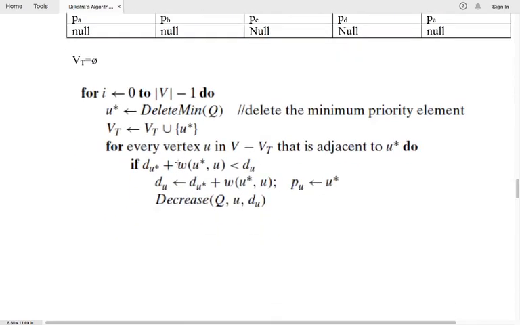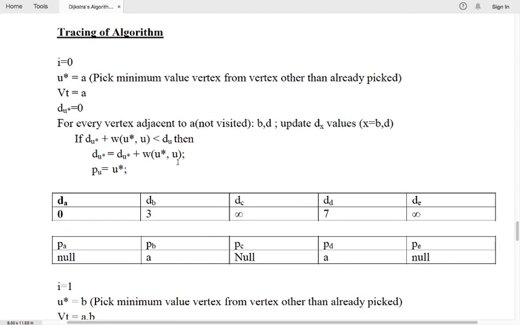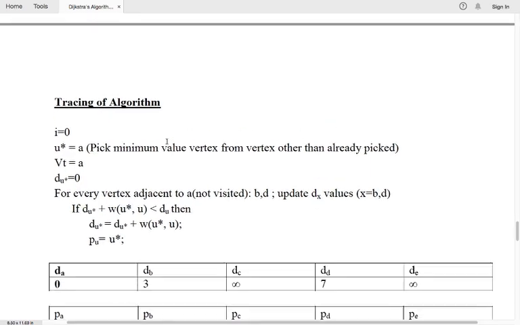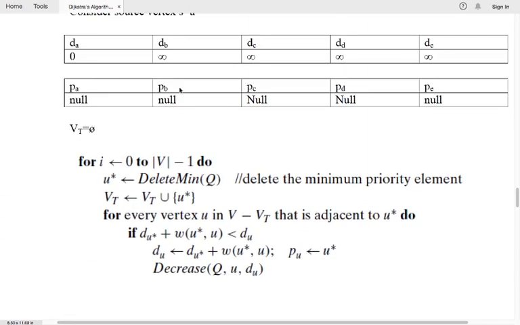So what I'll do is I'll find dB and dD. So dX is what I have mentioned here, X is B and D. So I'll apply the formula for dB and dD. The rest, as usual, remains infinity. So what is dB? I'll check if this is less than the old value. What was the old value of dB? If you look here, it was infinity, for dB and dD.